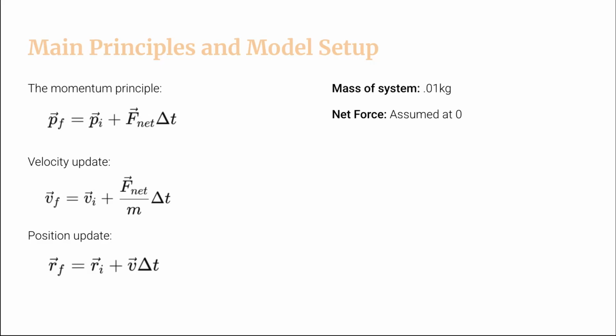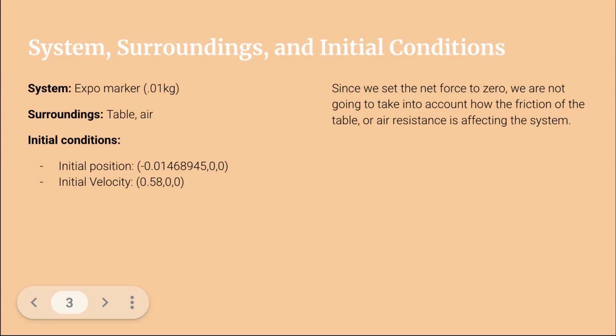And so the mass of the system, so the mass of the expo marker, which is what we used to roll, was 0.01 kilograms. And we assumed the net force was 0. So the system, surroundings, and the initial conditions. The system was the expo marker, which was that 0.01 kilograms. The surroundings was the table that we rolled it on, as well as air.